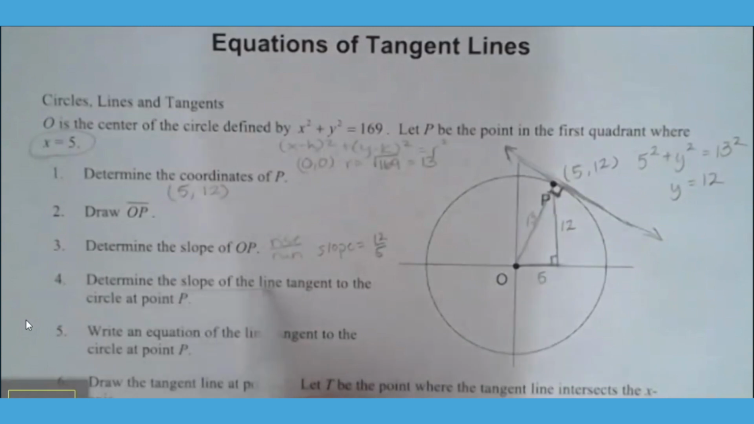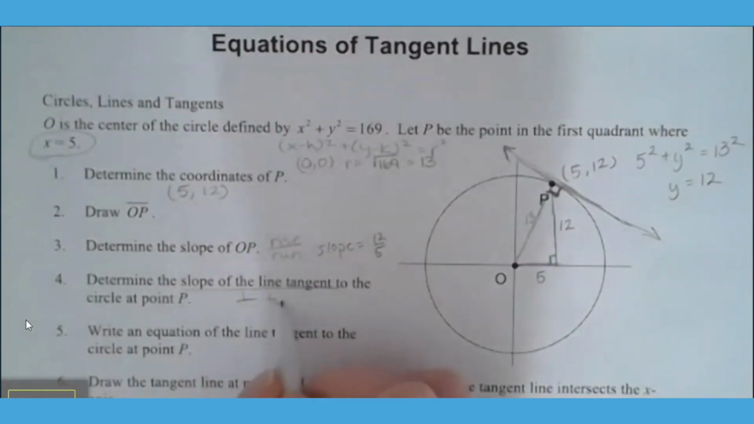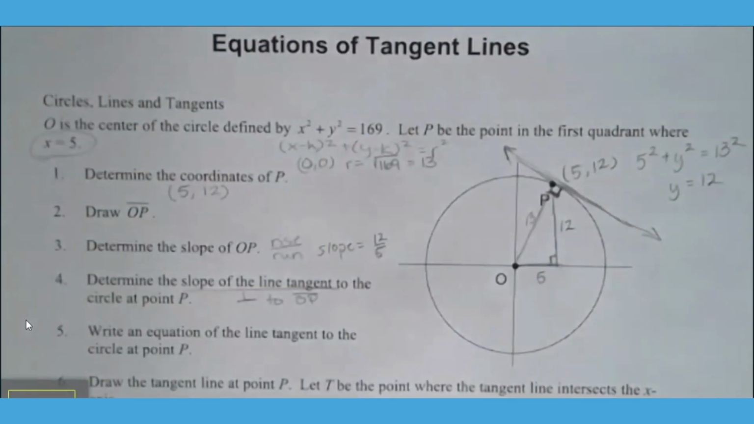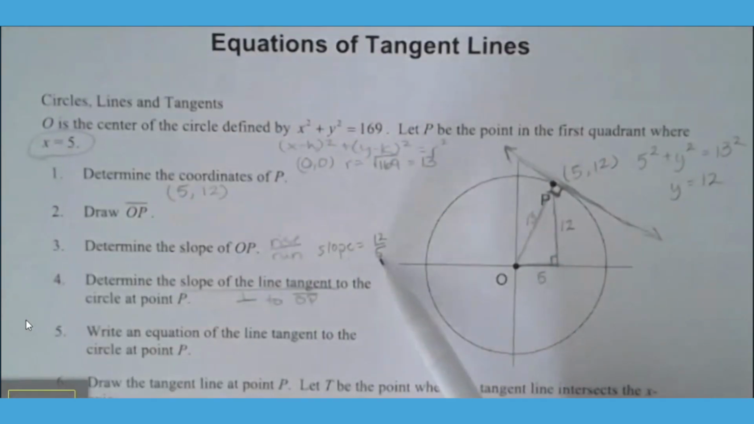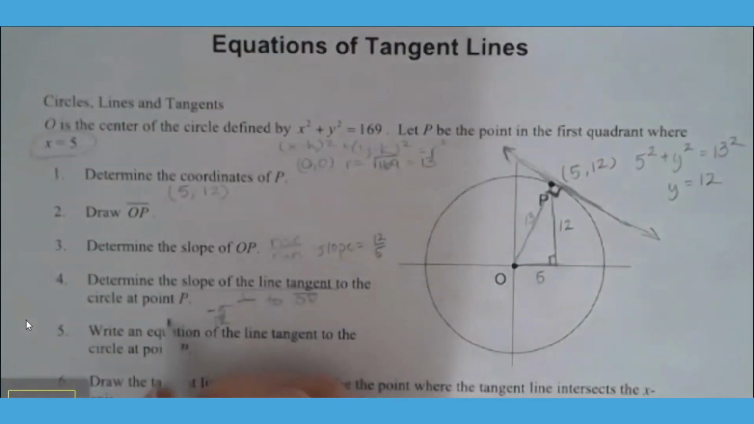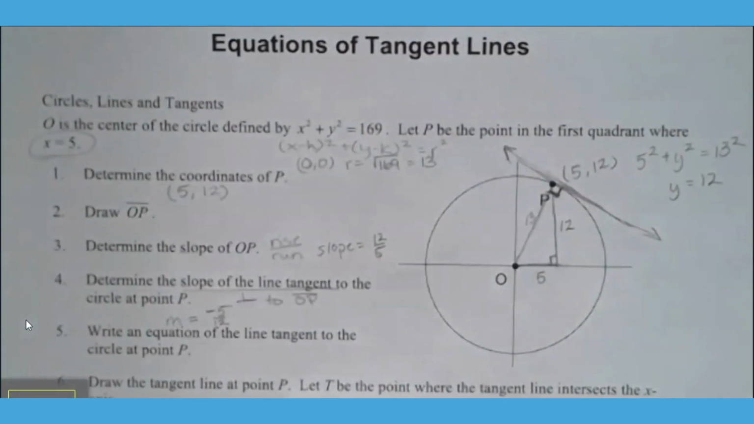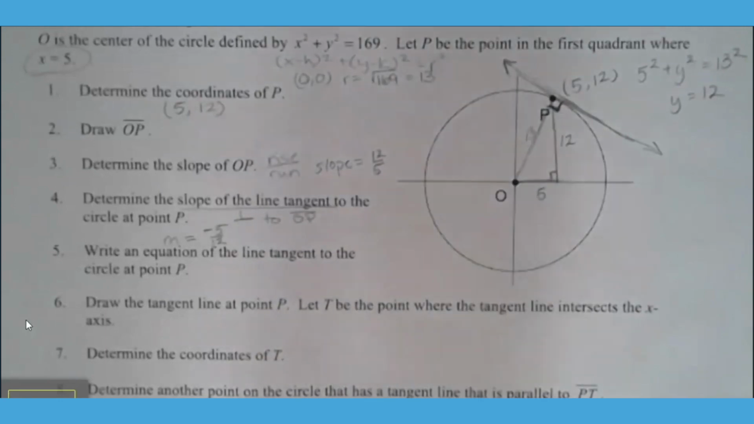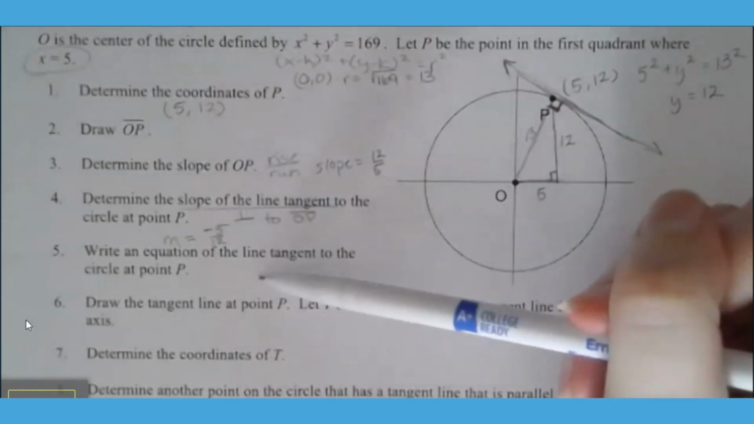If the tangent line is perpendicular to OP, I can go back to my unit on parallel and perpendicular lines and remember that the slopes of perpendicular lines are opposite reciprocals. Since the slope of OP is 12/5, the slope of the tangent line must be the opposite reciprocal of that slope. So my m, as they're probably going to label their slope, should be negative 5/12 for the slope of the tangent line. Now I'm ready to write the equation of that tangent line. This is where we have found bits and pieces and we're ready to start pulling them together.